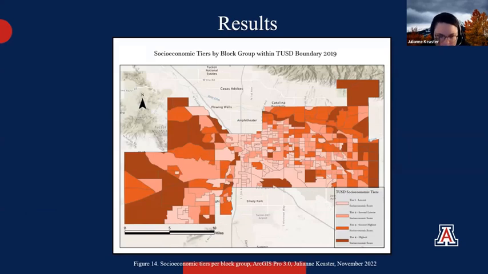So here's the resulting map after I created the 4 socioeconomic tiers. When performing a cursory visual analysis, it's apparent that the central portion of the school district's attendance boundary is heavily dominated by tier 1 block groups, while a large percentage of tier 4 block groups are present on the far eastern and far western edges of the attendance boundary.